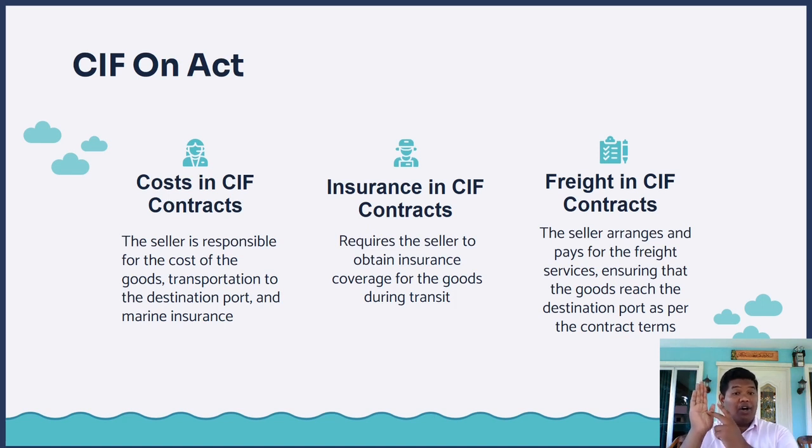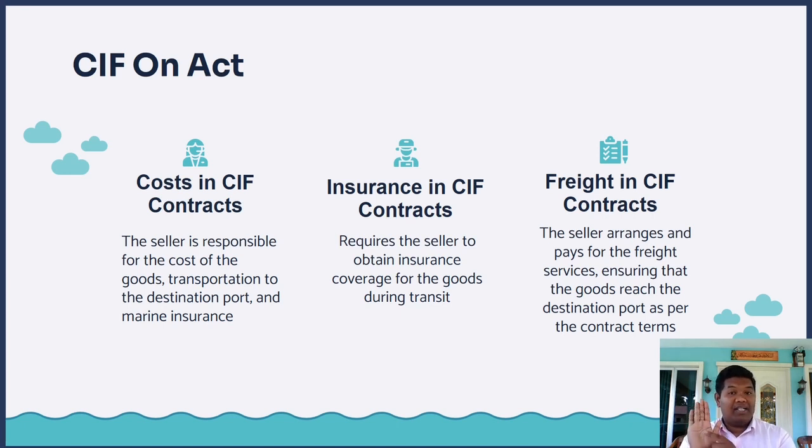And it differs from CIF. In CIF, the seller covers the cost of freight, including transportation to the destination port. So usually CIF involves high value goods or high value products that need to be insured, and the seller is liable for the product.